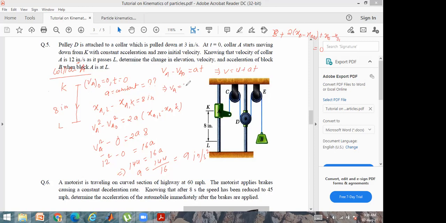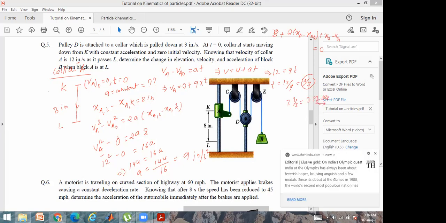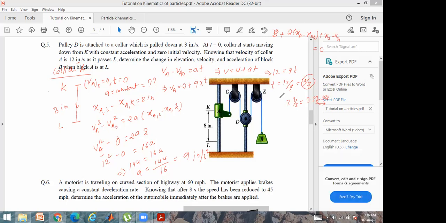So vA equals vA naught, which is 0, plus a, which is 9, times t. vA is 12, so 12 equals 9t. Therefore t equals 12 by 9, which is 4 by 3, that is 1.33 seconds. This much we found from here. We have already written one expression, and we found t. Now if A moves downward, it is obvious that D will move upward. There is no doubt in that.